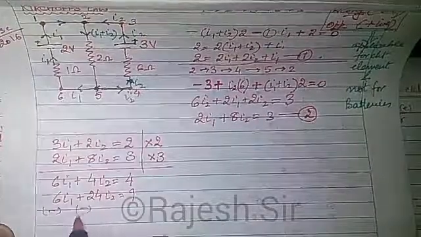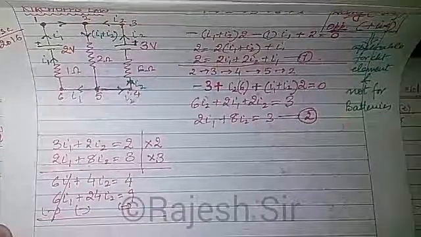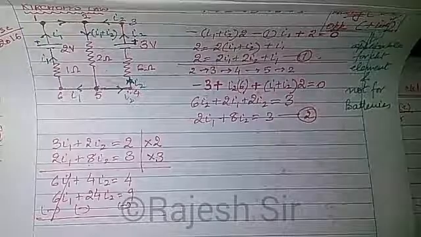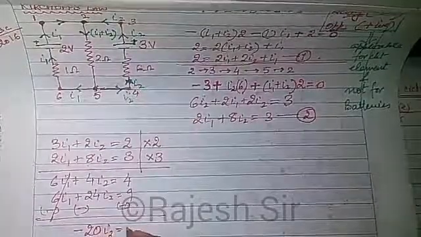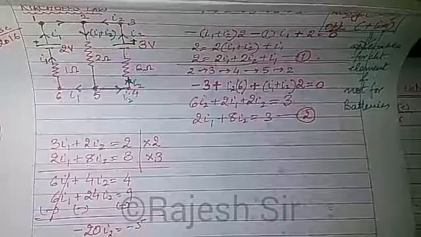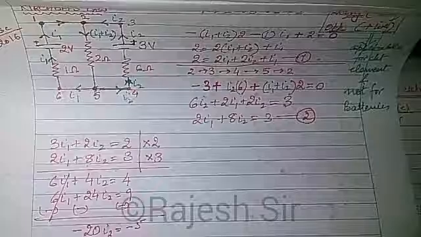This is minus, and this also has a minus, so the i1 terms cancel out. 24 minus 4 is minus 20i2 is equals to minus 5, or simply i2 is equals to 1 by 4 ampere.